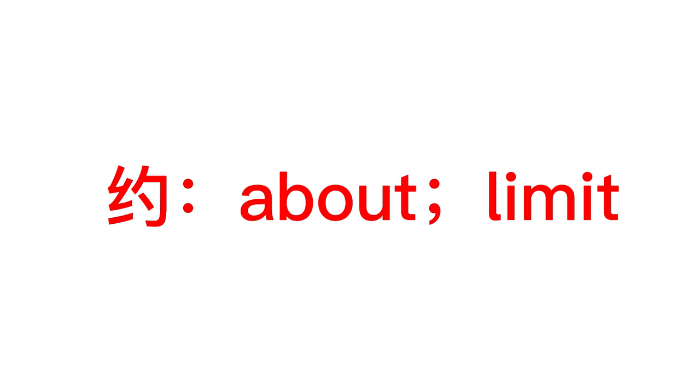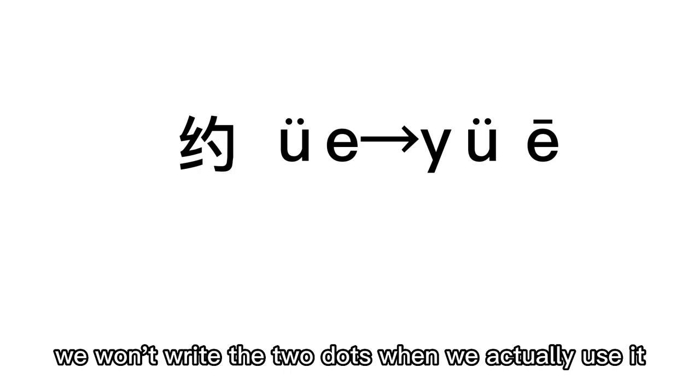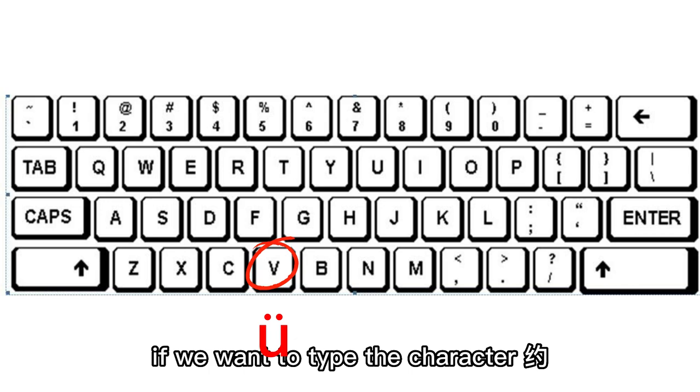But according to Chinese Pinyin rules, we need to put y in front of yu. So the Pinyin of yue is yue. We won't write the two dots when we actually use it. Also, because there's no yu on keyboards, we use v to replace yu. If you want to type the character yue, you type y, v, e.